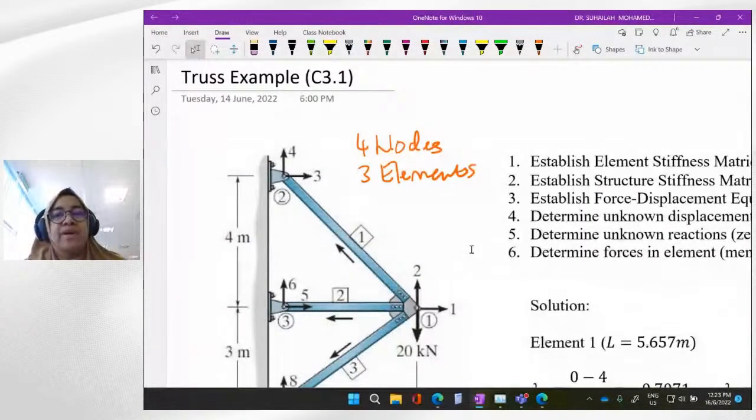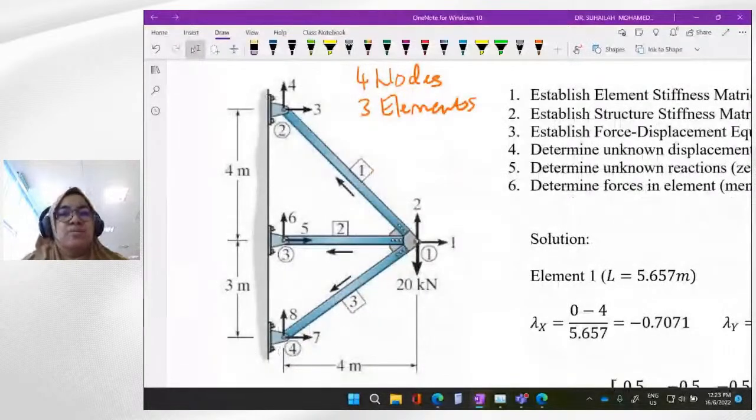The first part of analysis I introduced in my previous video: how to label nodes, how to label elements, how to put the arrow, how to put the coordinate, how to analyze degree of freedom for each node, and how to produce nodal displacement and nodal forces, because nodal displacement and nodal forces will be used in the stiffness equation to calculate unknown displacement and unknown reaction forces. That is part A.